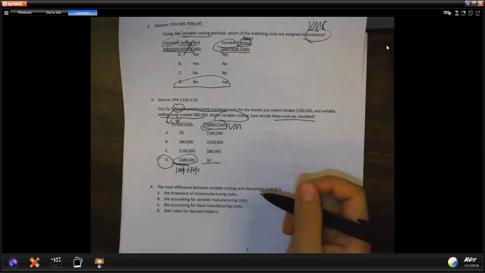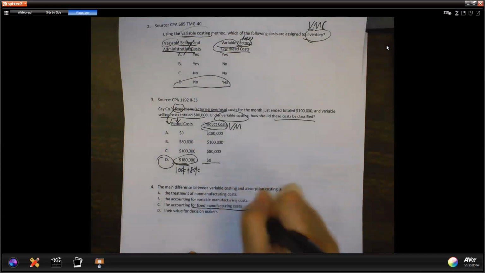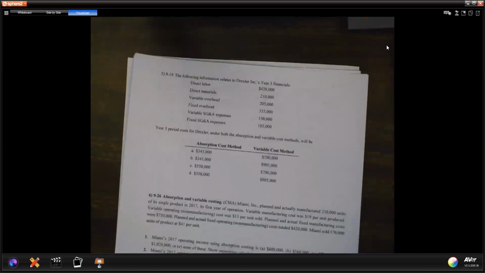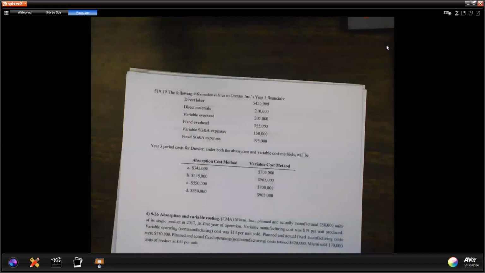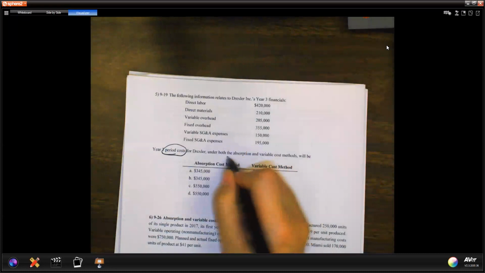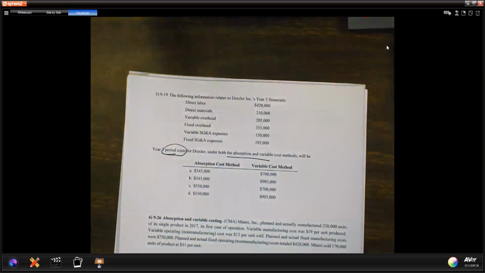And then we go to the next one, talking about the main difference between variable costing and absorption costing. This is how we treat our fixed manufacturing cost. And then question 5, asking you about the period cost for absorption costing and for variable costing.